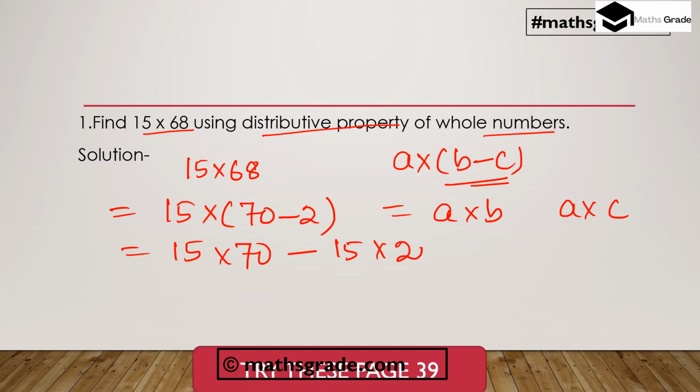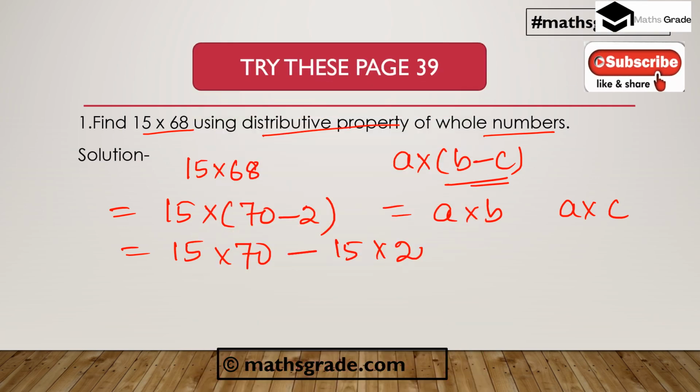That is A multiplied with B minus C is equal to A multiplied by B minus A multiplied with C. We apply this distributive property of whole numbers for subtraction. That is 15 multiplied with 70 minus 15 multiplied with 2.